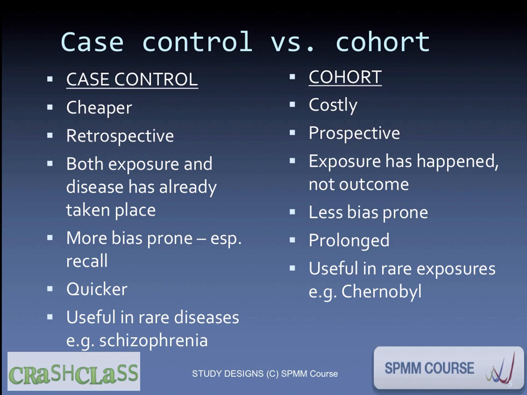Exposure has happened and the outcome has not yet happened in a prospective cohort study. A prospective cohort study is less prone to bias, such as recall bias, because you are not estimating exposure based on people's recall. You're measuring exposure right at the beginning. You're not depending on recall. A cohort study is more prolonged, more time consuming.